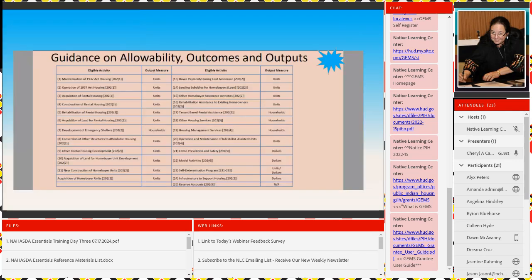Okay, so this is guidance on allowability, outcomes, outputs. Some are measured by unit, some by household, some by dollars. Okay, so this will help you distinguish that.